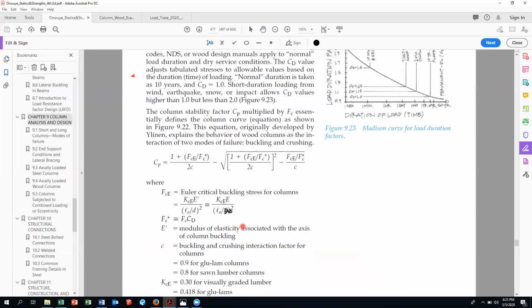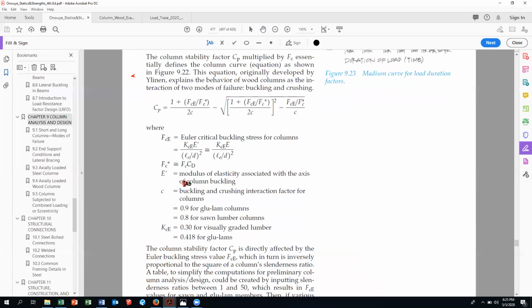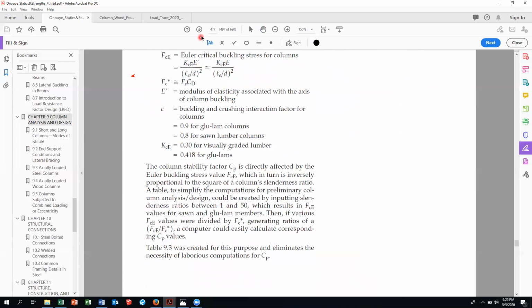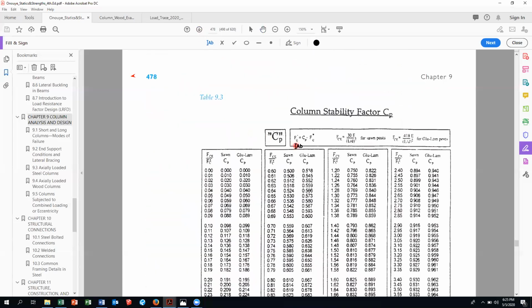Okay. Now, there's a Euler critical buckling stress right here that we're going to deal with. And there's our K factor for effective length, and we'll talk a little bit about that. And then we'll get into a column stability factor based on a stress ratio. We'll talk about that.